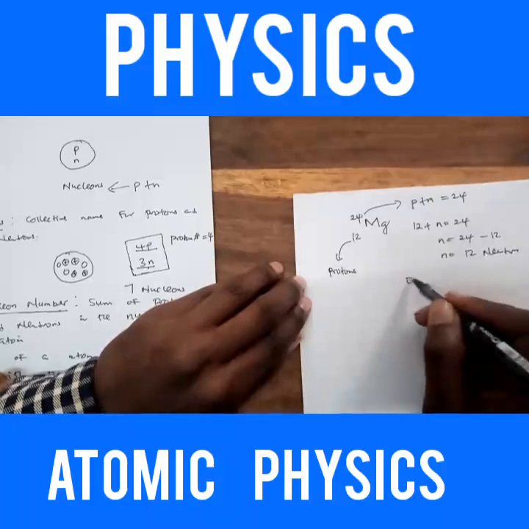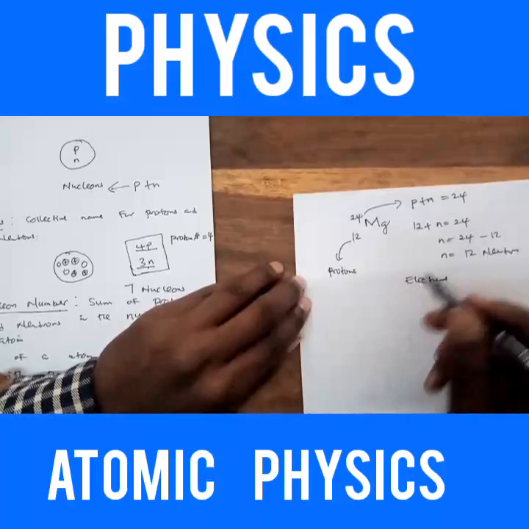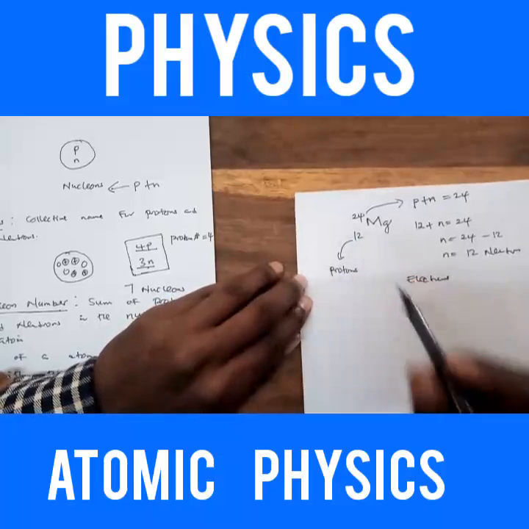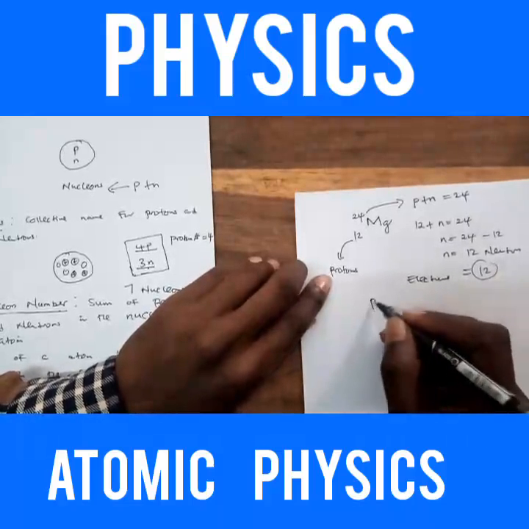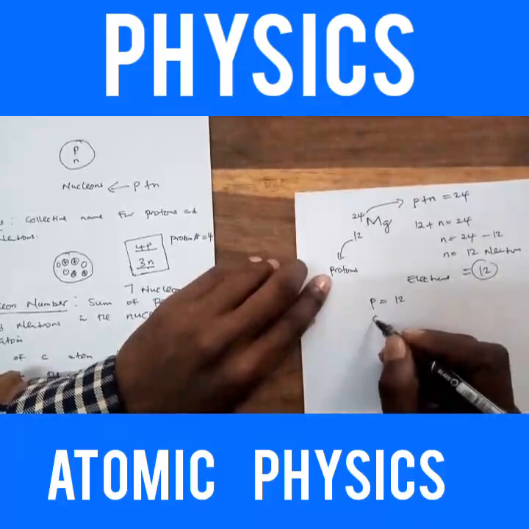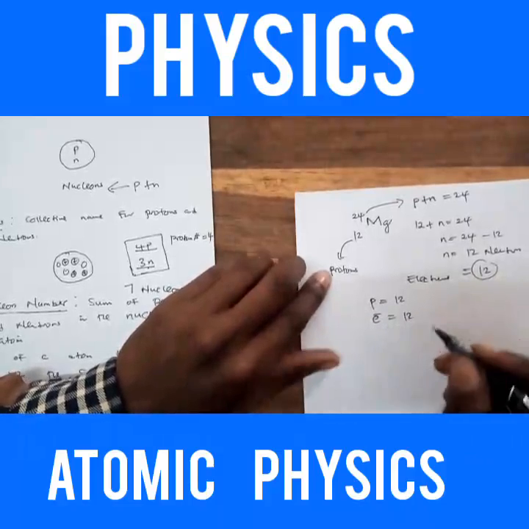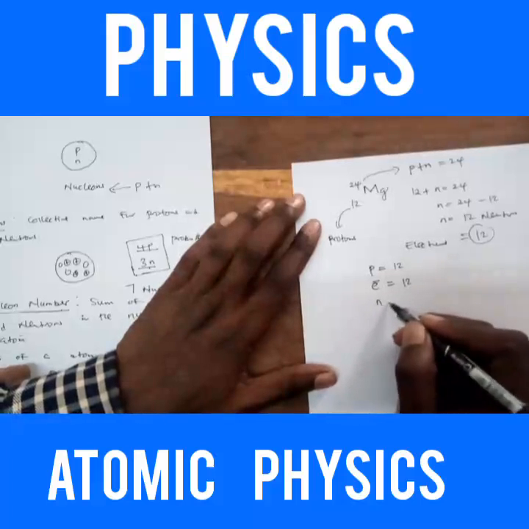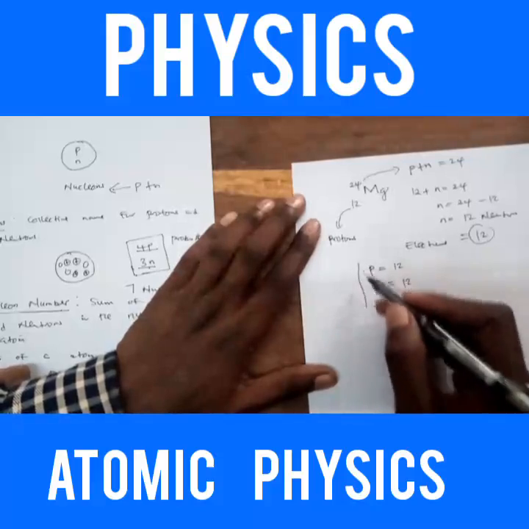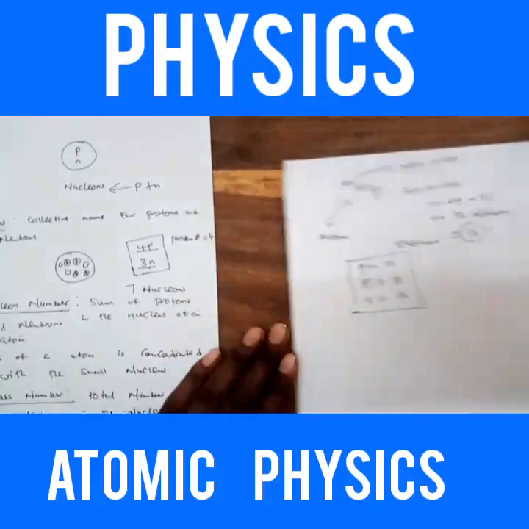What about the number of electrons? We know that the number of electrons is simply the same as the number of protons. So electrons are also 12. So protons, 12. Electrons, 12. What else? Neutrons, 12. So this is an atom of magnesium.